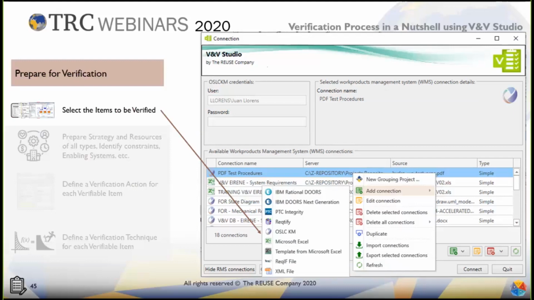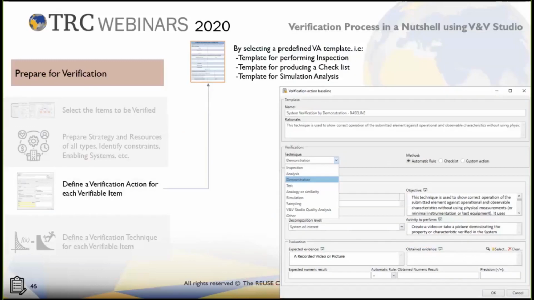We at Reuse Company connect to many, many different tools. So what we offer here is, please connect to wherever place in the systems engineering lifecycle where you have your verifiable items. And once you connect with them, then you have to define a verification action for each one of them. I will show you later on in the execution with some screenshots.